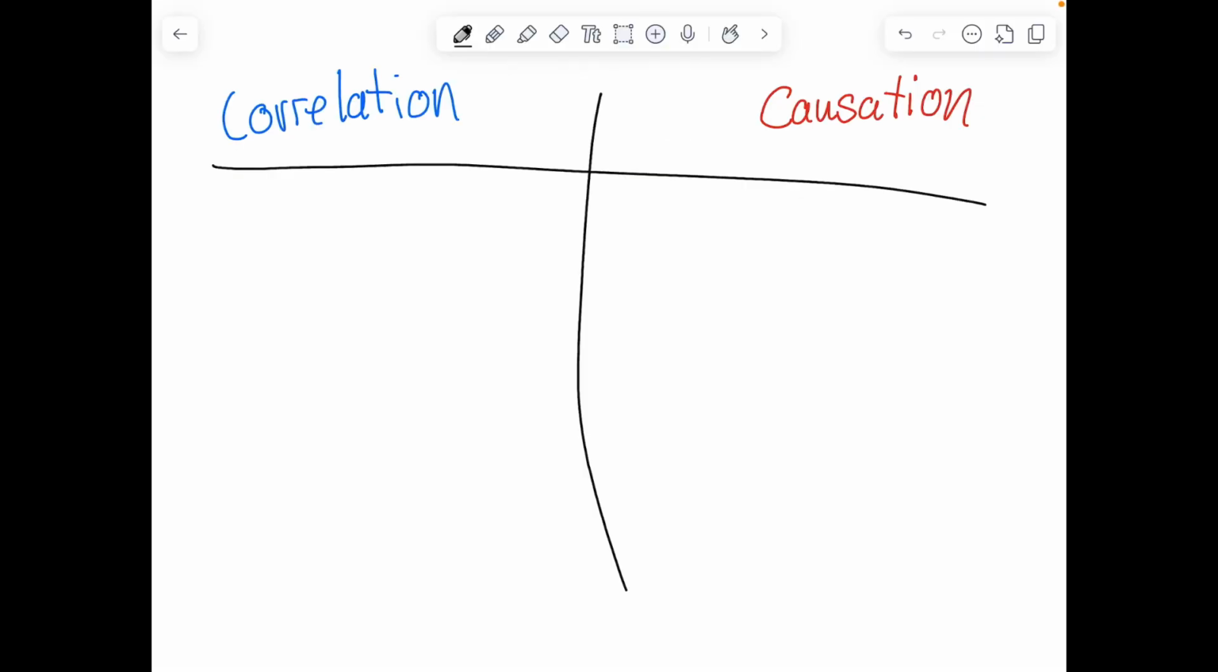In terms of correlation versus causation, there are some things we can use to help us out. Correlation is going to tell us the relationship between the two. That is looking at the idea of strong versus weak relationship and then the negative or positive direction.